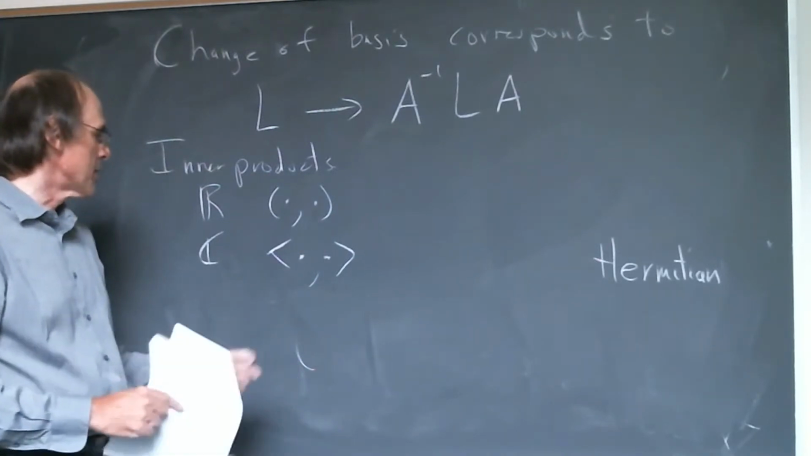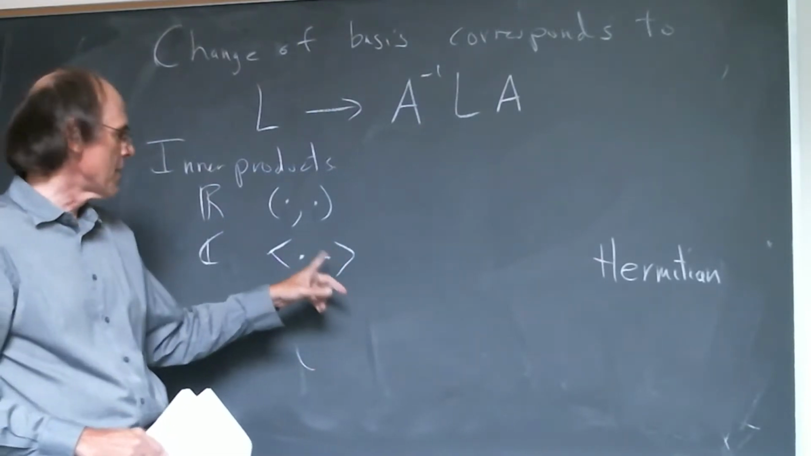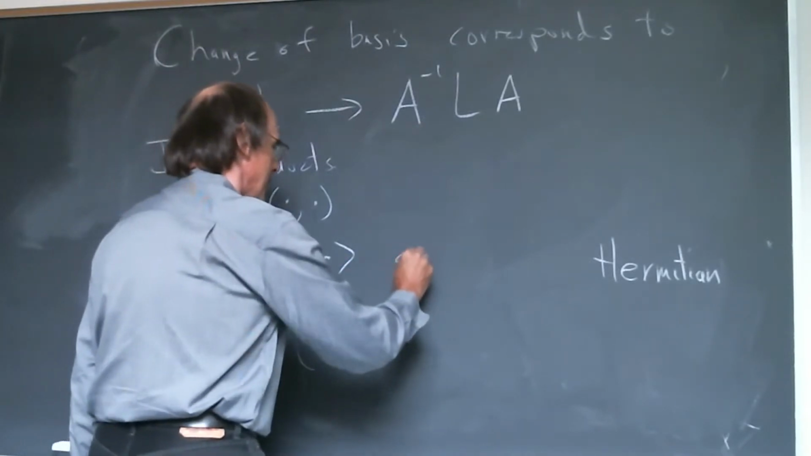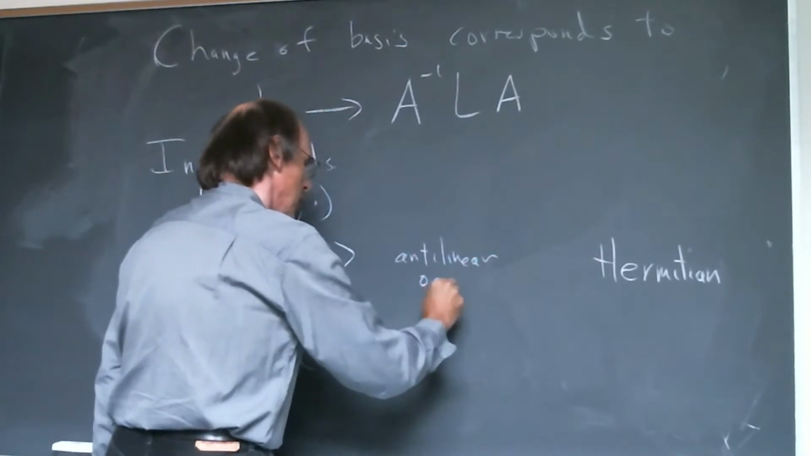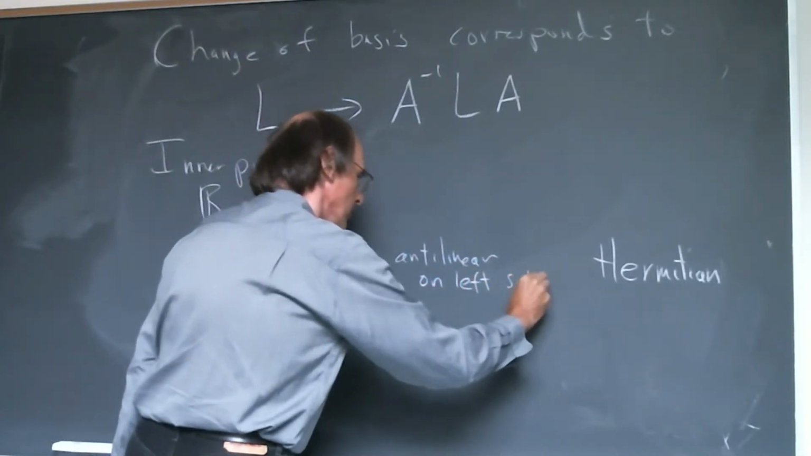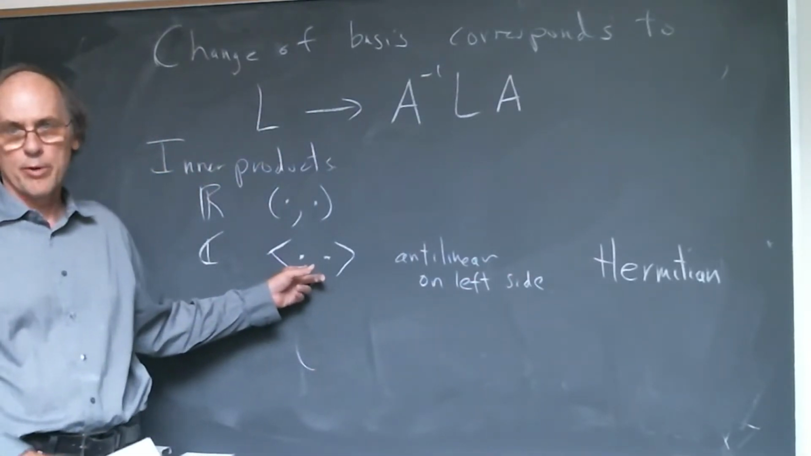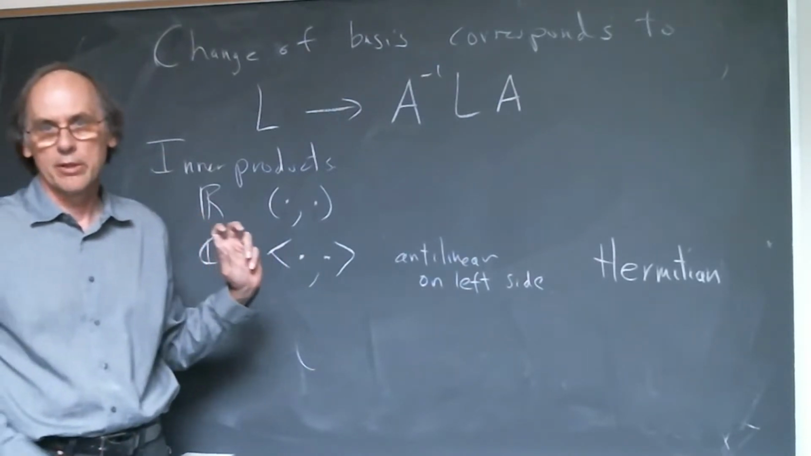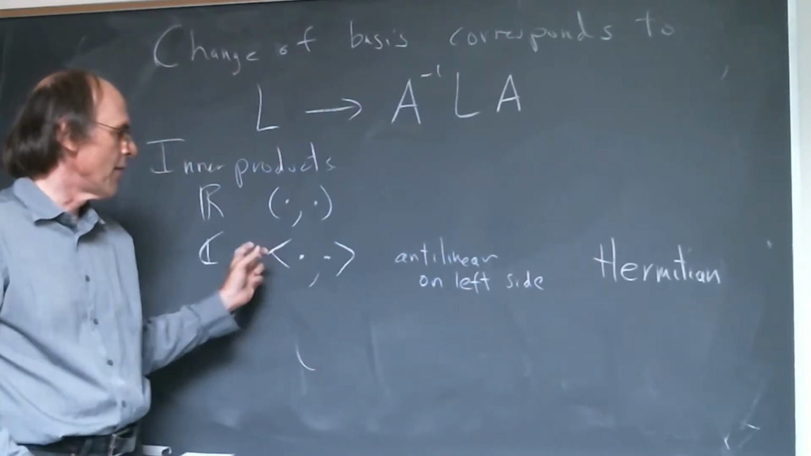So you have to make a choice, and we're going to make the choice that it's anti-linear here on the left side. So whatever you put in here, if you multiply it by a complex number, your answer is going to be multiplied by the conjugate complex number, not by the complex number itself. And so that's a choice of convention.